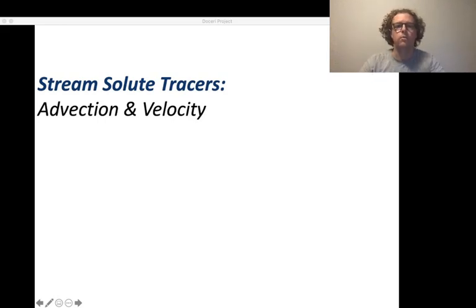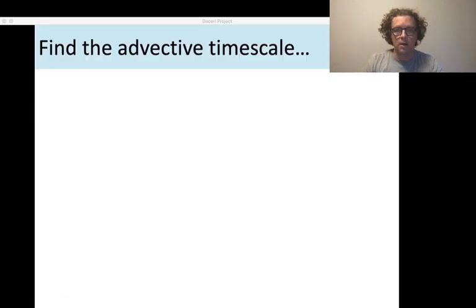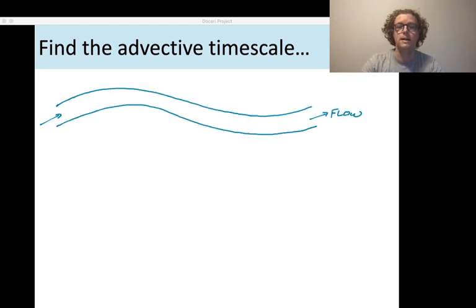I want to talk with you about how we can use our solute tracer data to get at the advective terms in the system, otherwise known as getting at the modal velocity, or how fast our tracer is moving down the stream channel. So the first thing that we're going to try to do is find the advective timescale. So how long did it take?